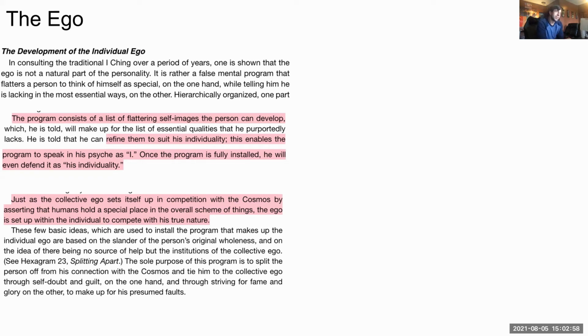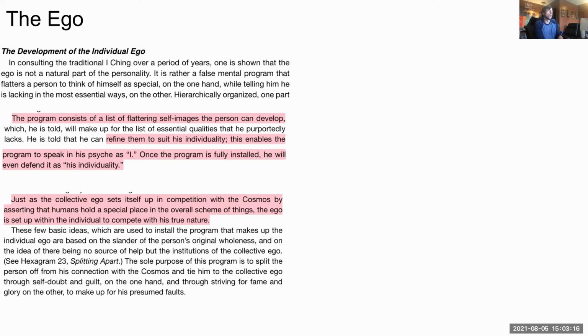In consulting the traditional I Ching over a period of years, one has shown that the ego is not a natural part of the personality. It is rather a false mental program that flatters a person to think of himself as special on the one hand, while telling him he is lacking in the most essential ways on the other.